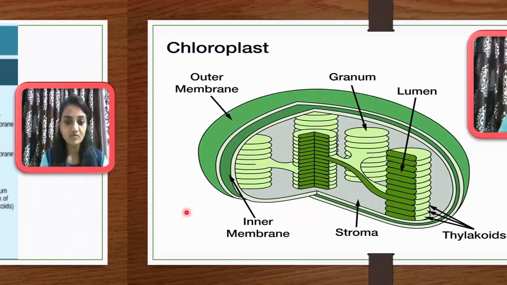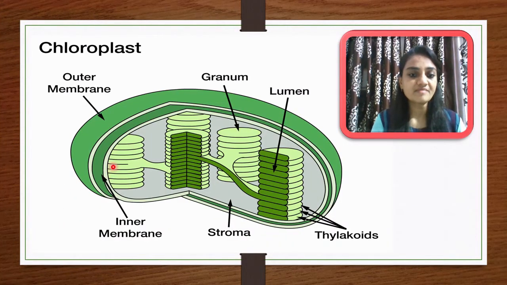Let me summarize the structure by using this diagram. First of all, this is the outer membrane. As I told you, a chloroplast is a double membrane structure. Then on the inner side you can see this is the inner membrane. Here you can see coin-like stacks, one on another. Individually these are called thylakoids.